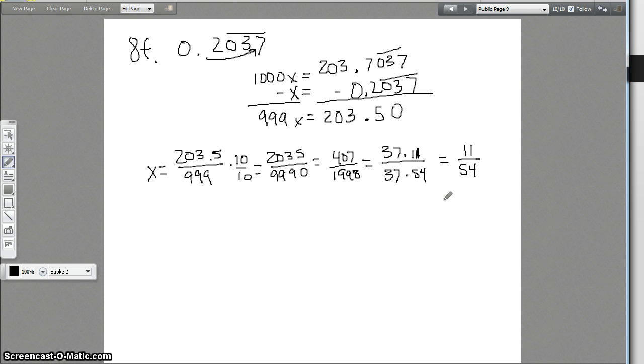This was number 8, which is just like number 15 that I assigned for homework. So you should stop the video now and do number 15 and then come back to see how the next one works.